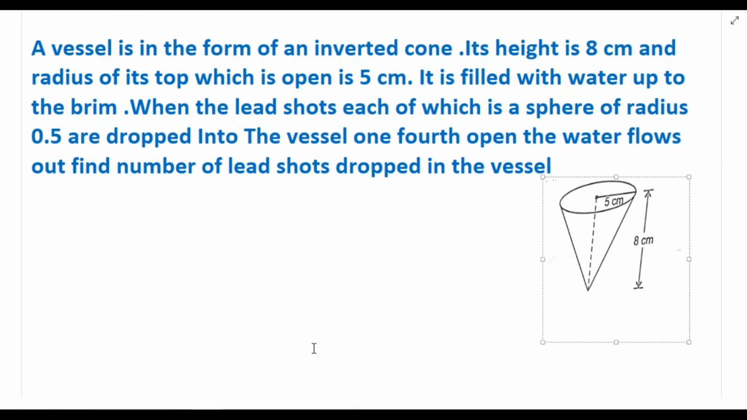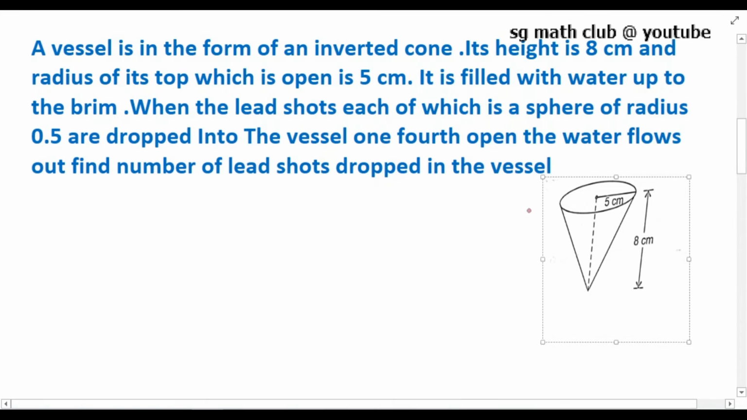Now the second question: a vessel is in the form of an inverted cone. Its height is 8 cm and the radius of the top, which is open, is 5 cm. It is filled with water up to the brim. You can see it is filled with water up to the brim. This is an inverted cone. The height of the cone is 8 cm and the radius is 5 cm.